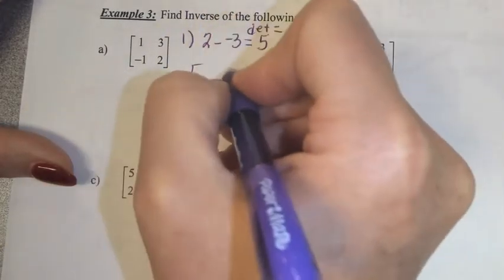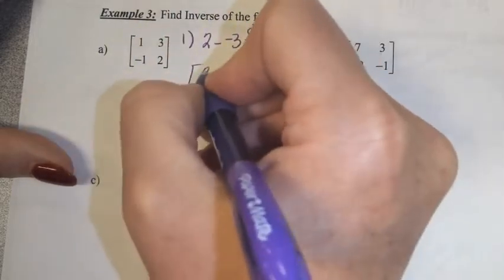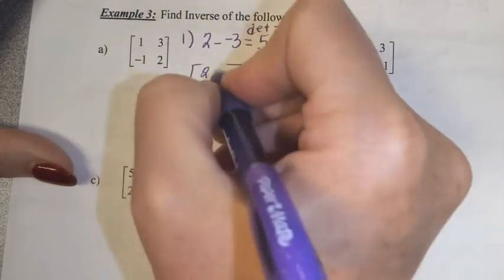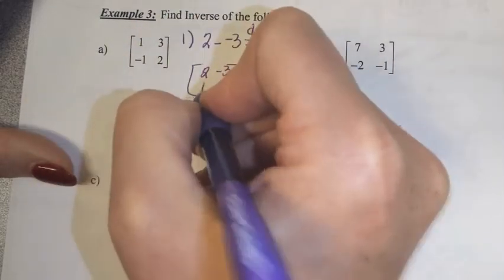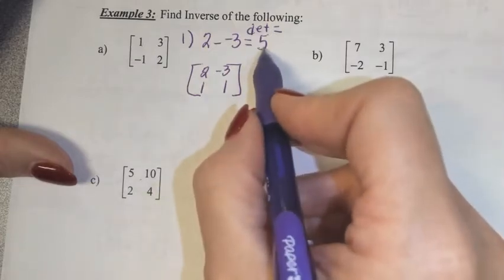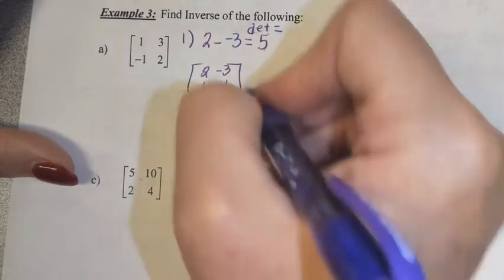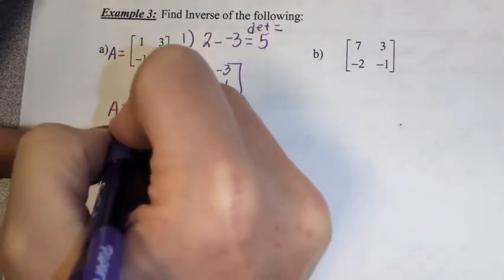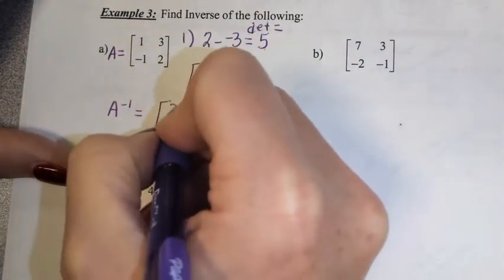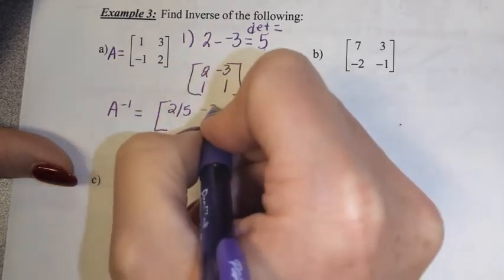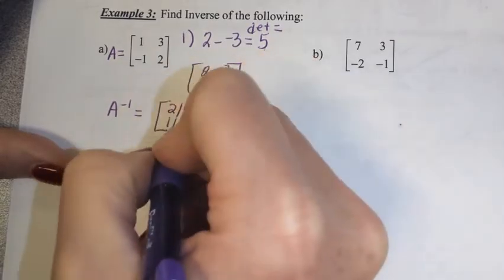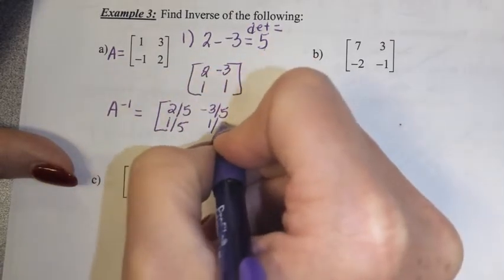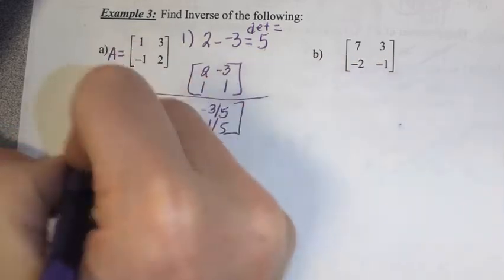Now remember that pattern that we talked about. We're going to have to switch those two. The d and the a get switched. Then I have to change the signs on those two. And now we have to divide each entry by the determinant. So I have to divide every single one, or in other words, you can think of it as multiplying it by 1/5, or just dividing by 5. So 2/5, -3/5, 1/5, and 1/5. Okay, pretty easy, right?